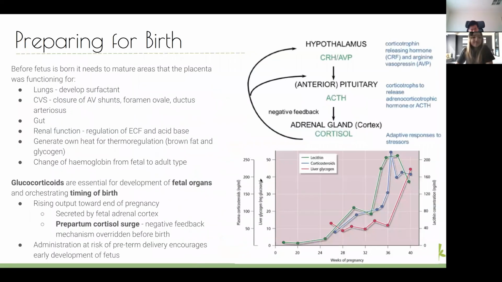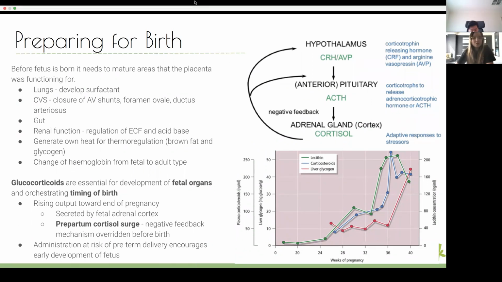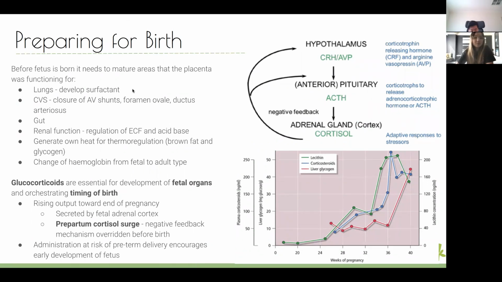Birth. Okay, preparing for birth. So before, I said that the fetus was independent and dependent on some things. Before the fetus is born, it needs to mature areas that the placenta was functioning for. So the lungs need to develop surfactant. In the cardiovascular system, you have to close the shunts, the foramen ovale and the ductus arteriosus. You have to develop and mature the gut and the kidneys, generate its own heat for thermoregulation, and change the hemoglobin from fetal to adult type.